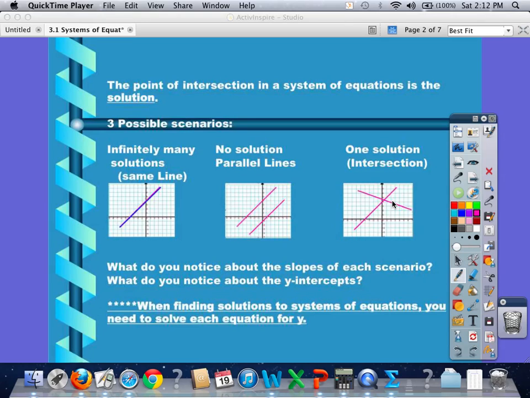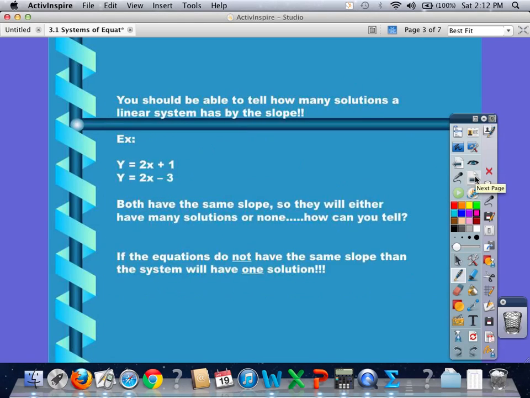So when finding solutions to systems of equations, you need to solve the equation for y. Put it in y equals, or y equals mx plus b. You should be able to tell how many solutions a linear system has by that slope, as we talked about a second ago. So in my example right here, I have y equals 2x plus 1, and the other one is y equals 2x minus 3.